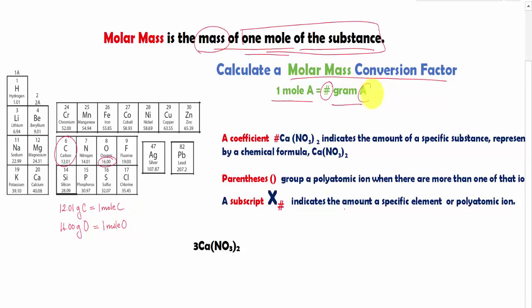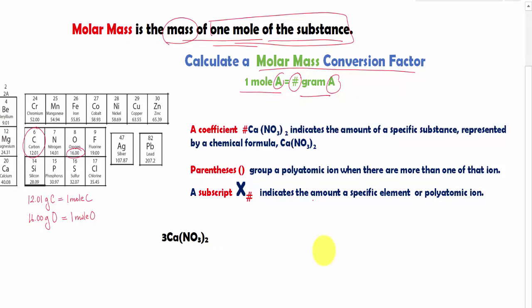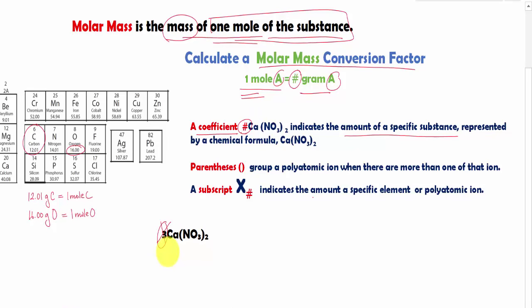However, what happens when the substance A becomes extremely complicated, such as the one right here, 3Ca(NO3)2. In order to solve for the molar mass of this substance, we need to know the different parts of a chemical formula. First of all, there might be a number in front of a chemical formula. This is called the coefficient, and it indicates the amount of a specific substance. In this case, the 3 indicates 3 moles of this substance. However, we only want 1 mole, so we can ignore the coefficient.